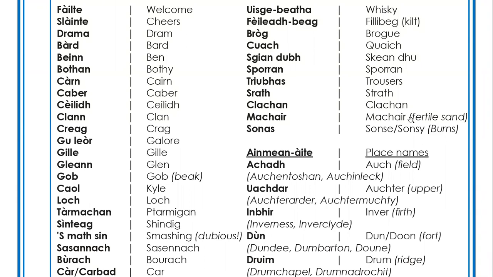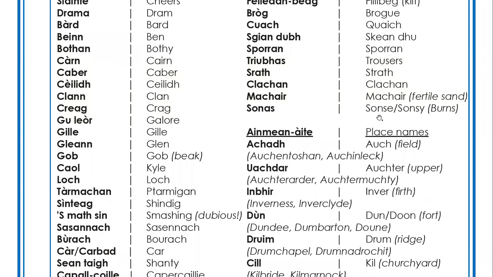Machir, again, this word's used in English to refer to the particular fertile sand you get in the Western Isles, where you get flowers and whatnot, so kind of grasses and flowers mixed in with sand is the Machir. It's also the name of a soap opera on BBC Alba from the late 80s, early 90s. And in Scots, Burns uses this word sonse, your sonse face. Sonas, happiness, contentment.